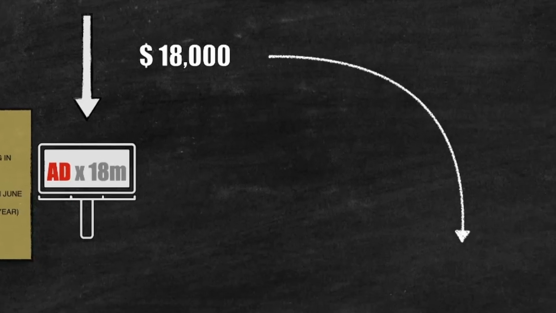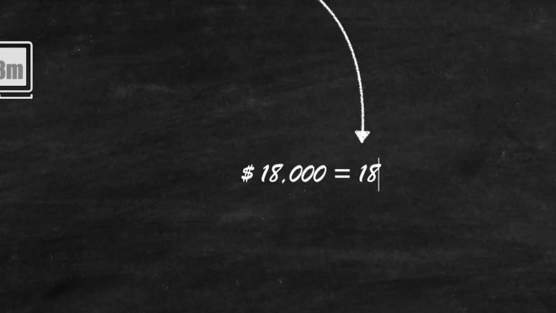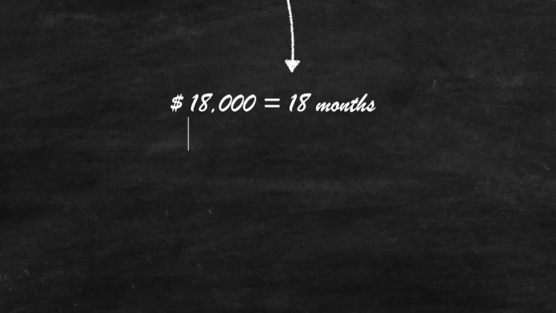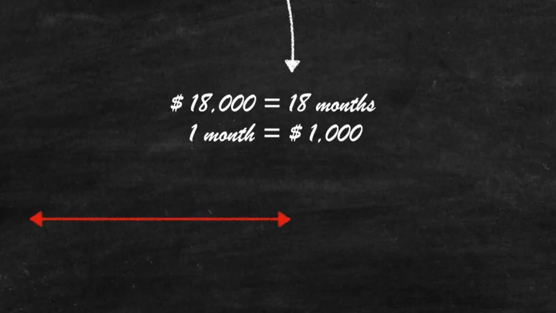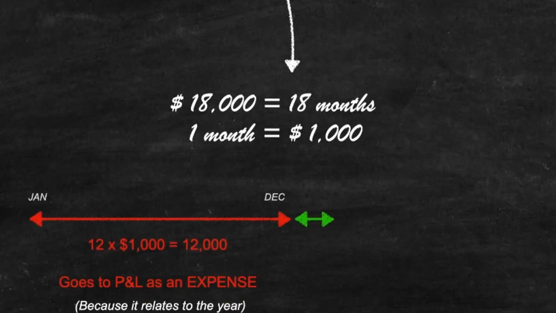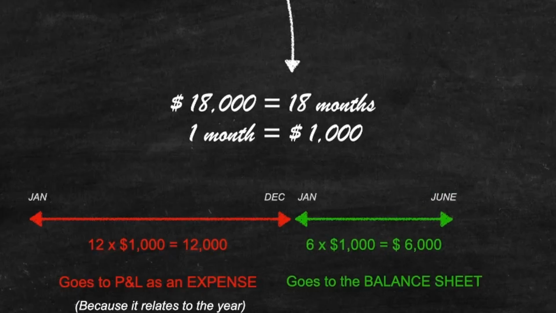Because the P&L only cares about this year, we only include the 12 months that fit in the current financial year. So we find the monthly cost, which works out to be 1,000 a month, and multiply by 12. So 12,000 is the expense for the year. The rest is pushed to the balance sheet as a prepayment.